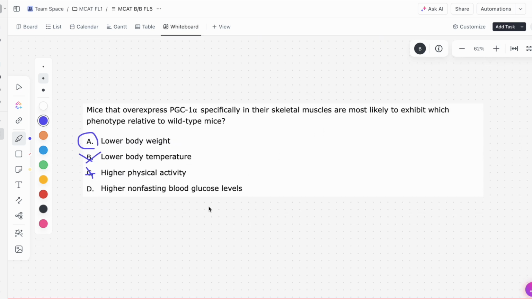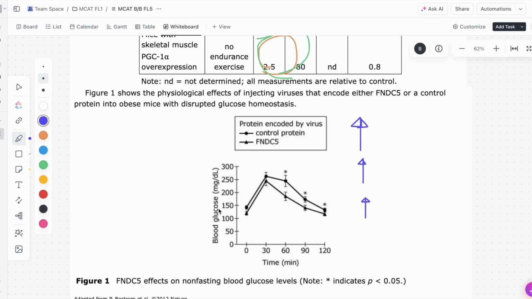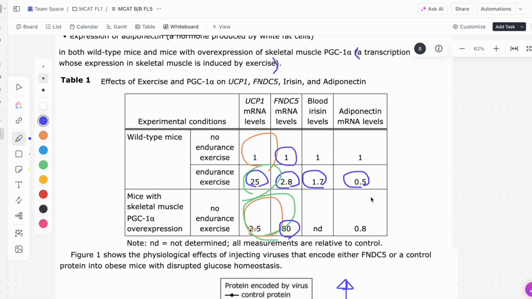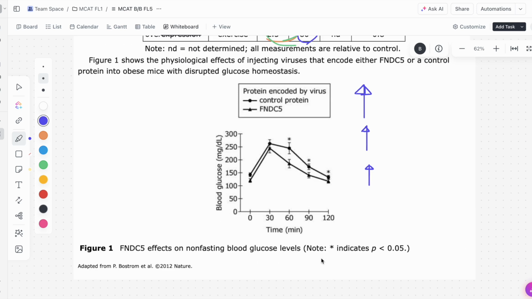Finally, D says higher non-fasting blood glucose levels. Let's go back to where glucose is shown. Remember, glucose is determined by FNDC5 for this passage. If you have FNDC5 overexpression, you see lower levels of blood glucose. So if you have PGC-1 alpha overexpression compared to wild-type mice, you have far higher levels of FNDC5 expression. Look at 80 versus 1, so 80 times the amount of mRNA levels, at least by this table. I don't know if the numbers are actually scaled that manner, but 80 to 1, that's a huge difference, at least by the table's standards.